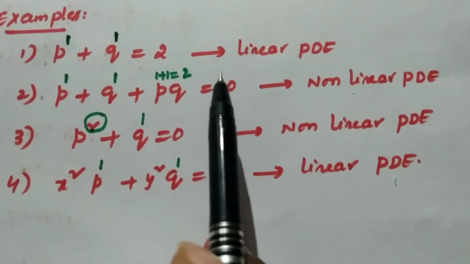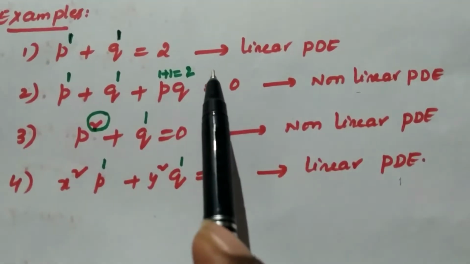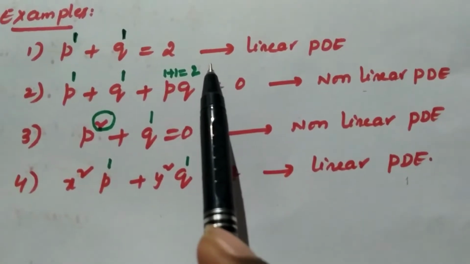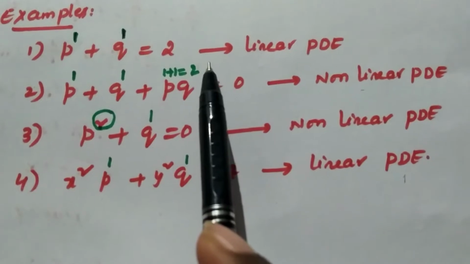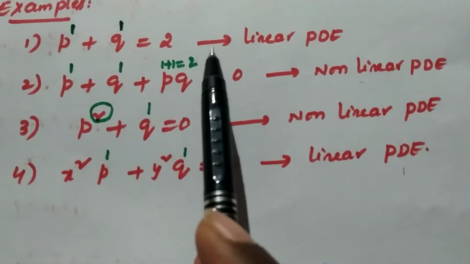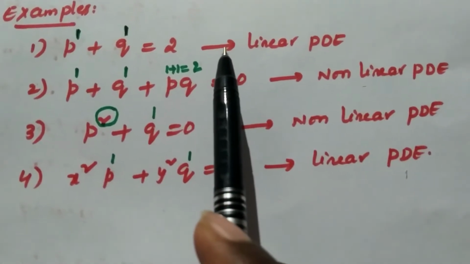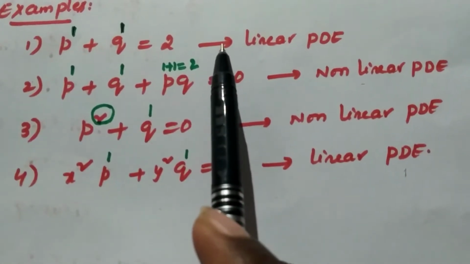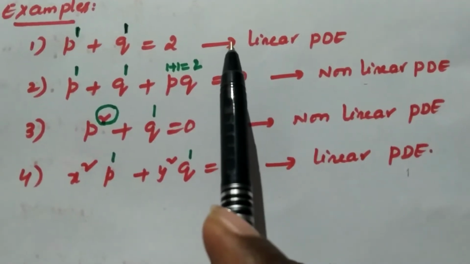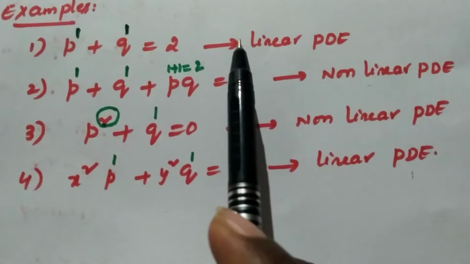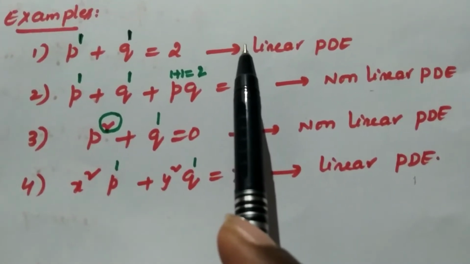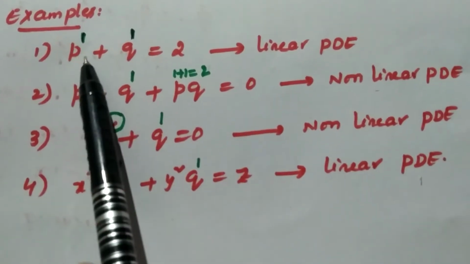To check whether the given PDE is linear or non-linear, we must remember 2 points. First one, whenever p, q appears in the given PDE, the powers of p, q must be equal to 1. That is the first point. Second point is p, q does not appear together in the same term. If the given PDE satisfies these two conditions, then the PDE is called linear, otherwise it is called non-linear. Consider the example 1.